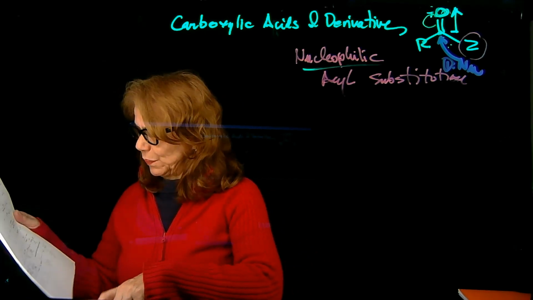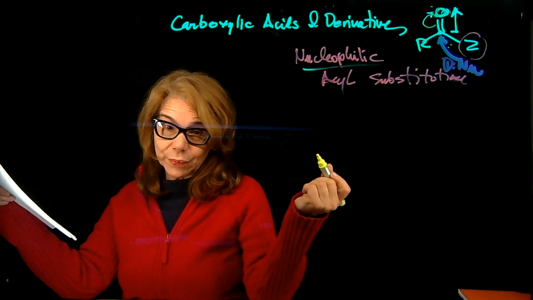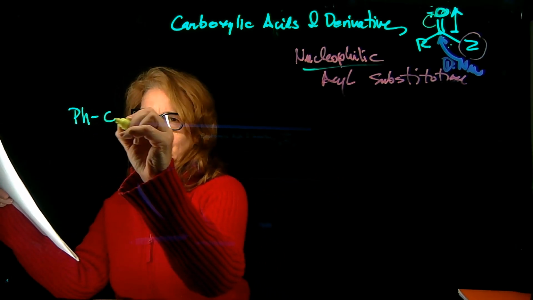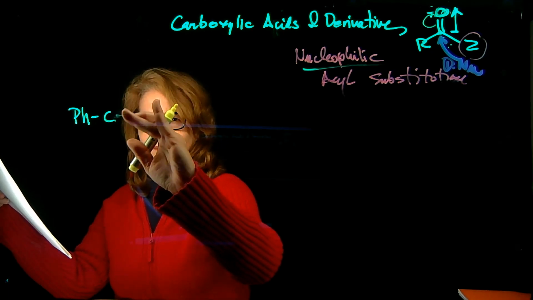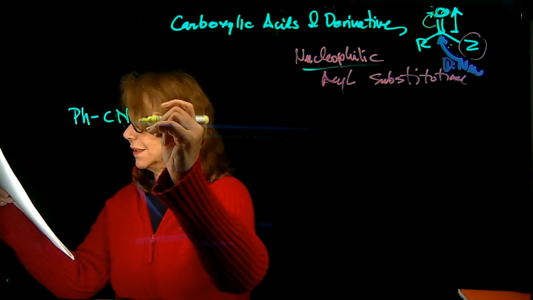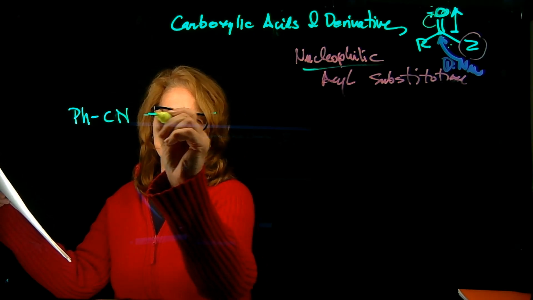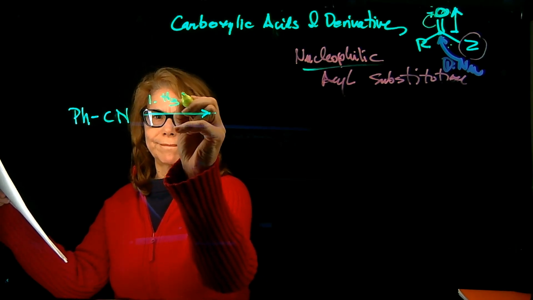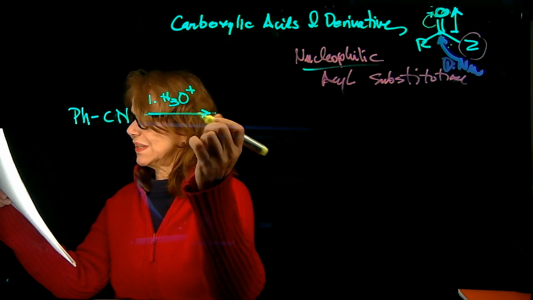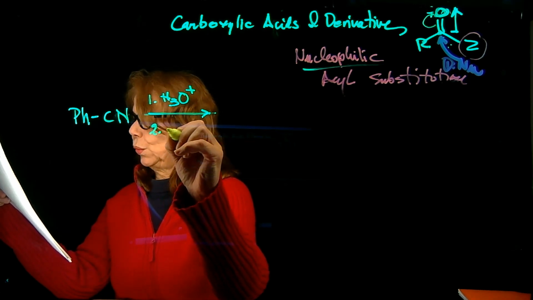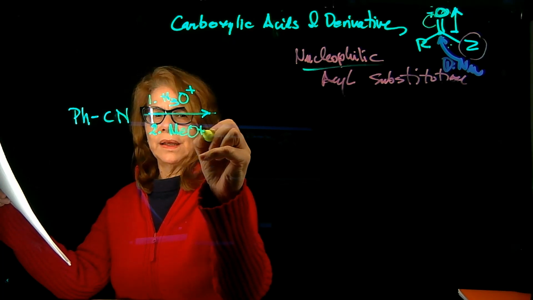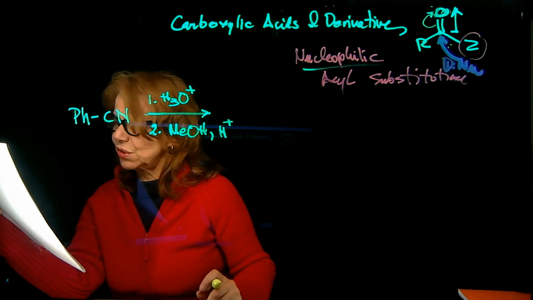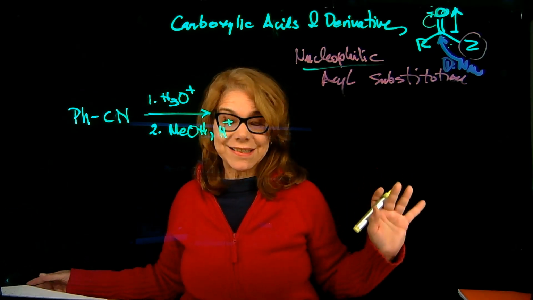In the following problem, we're asked to give the product of the reaction. I'm going to write it exactly as is, and then we're going to analyze that. It says, treat it first with hydrolysis, so acidic conditions, and then we're going to treat it with methanol, and here again acidic conditions. So this has several steps.